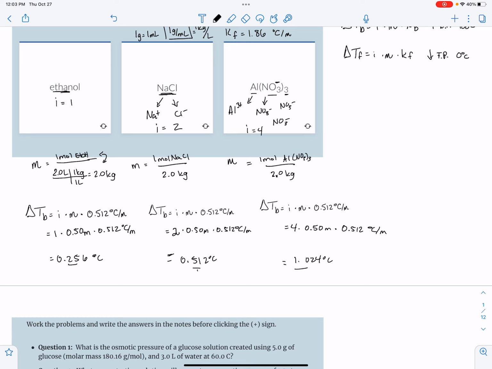All right, so the question's not asking what is the change of boiling point. It's asking what is the new boiling point. And since this is all water, then that means that we are doing 100 degrees plus this number. So that's going to tell me that this is 100.26 degrees Celsius. This one is going to be, because I took that to 2 sig figs, 100.51 degrees Celsius and 100.10 degrees Celsius.